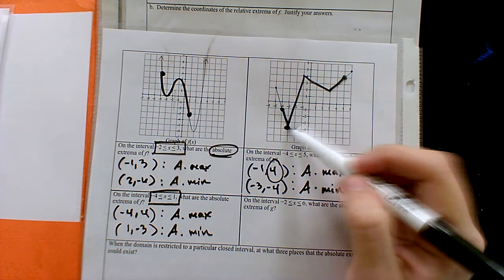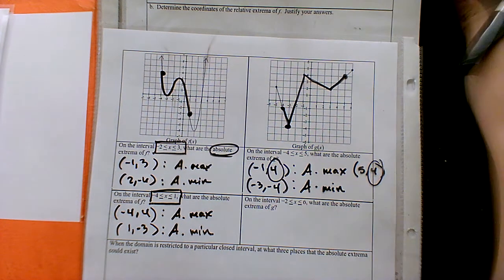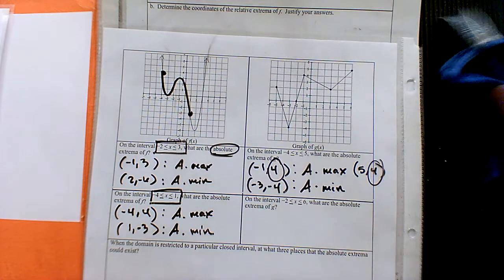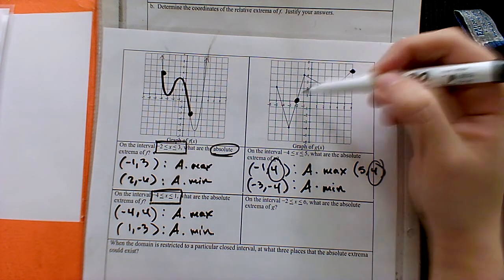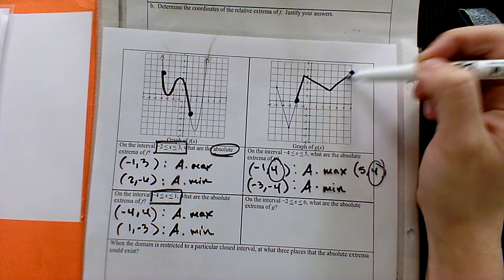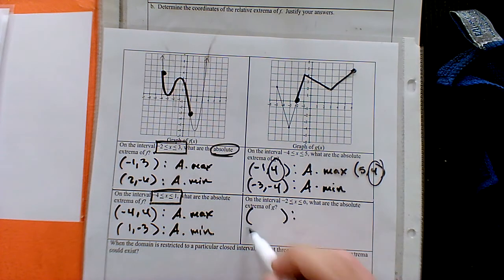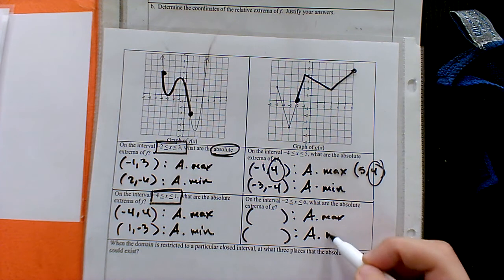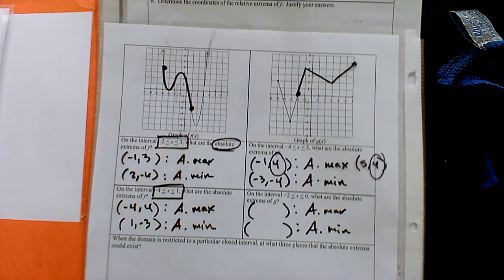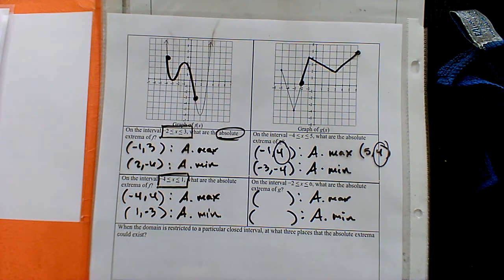(-3, -4). Looks good. All right, let's switch up the interval. Same graph, different section, -2 to 6. Absolute max, absolute min. Come on, Stu, you got it.